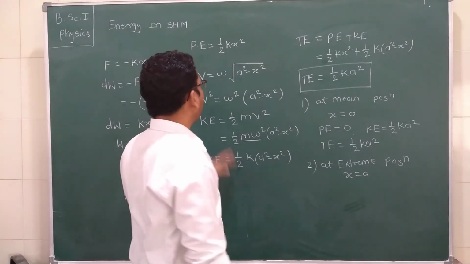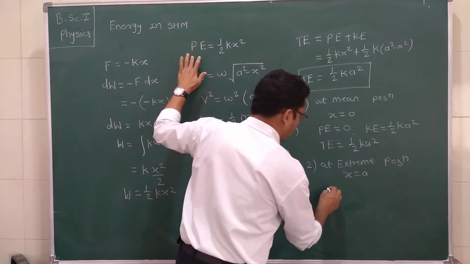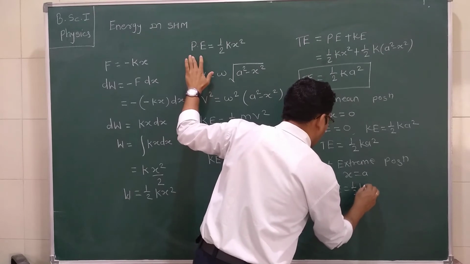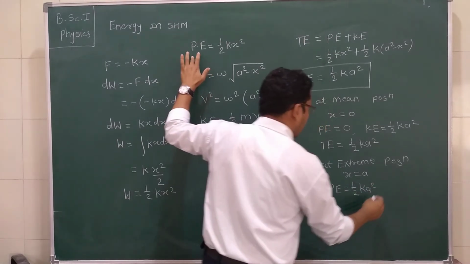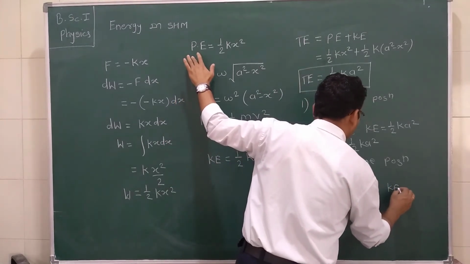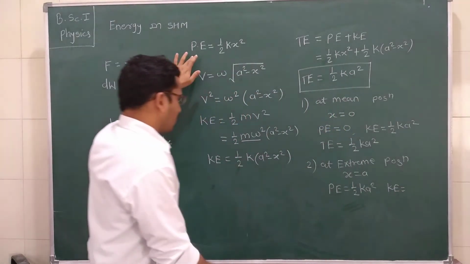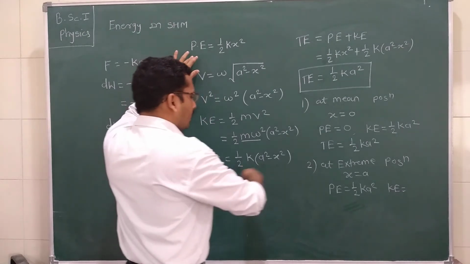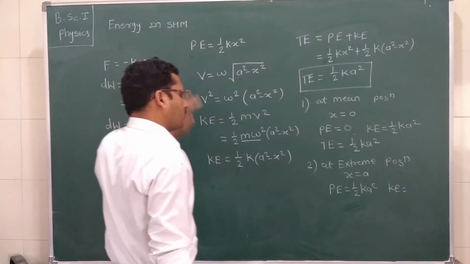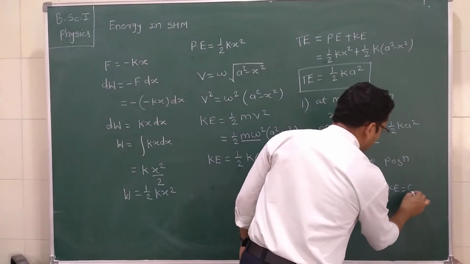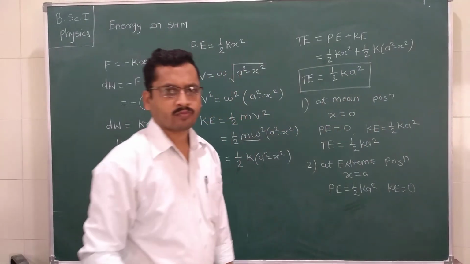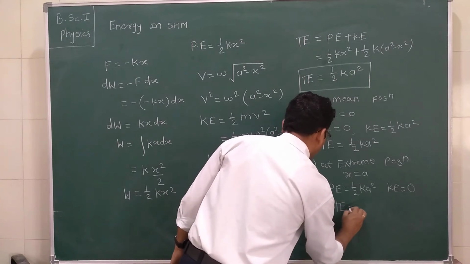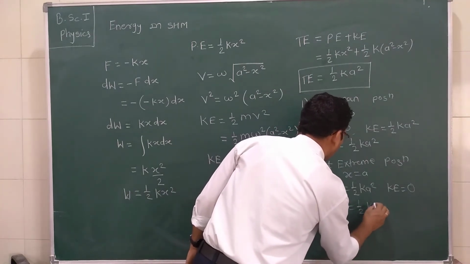If we put this value in the potential energy equation, we get potential energy equal to 1/2 k a squared. And kinetic energy is equal to, if we put a equal to x, a squared equal to x squared, then x squared minus x squared equals 0. So this kinetic energy becomes 0. Okay, so if we calculate the total energy in this case, it is equal to 1/2 k a squared.